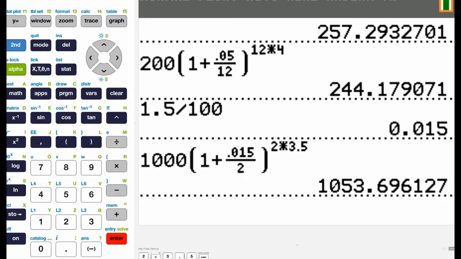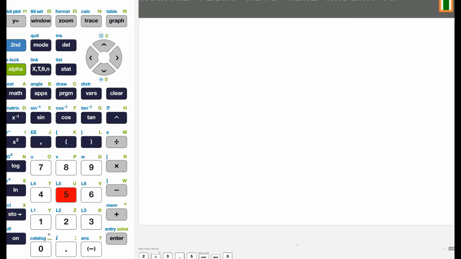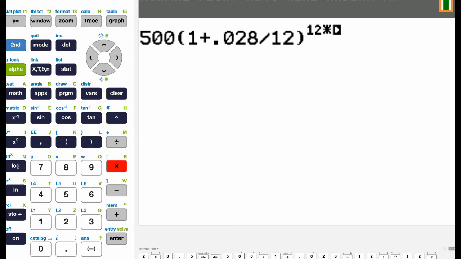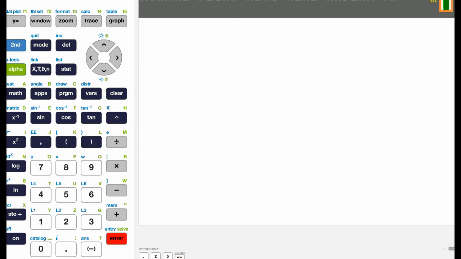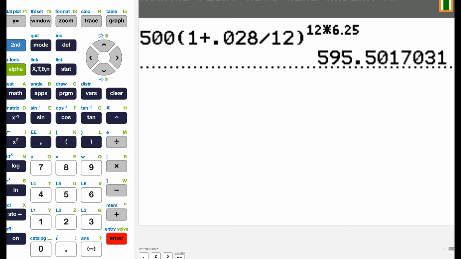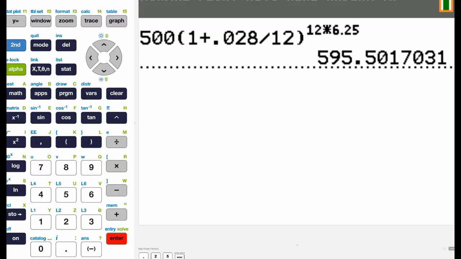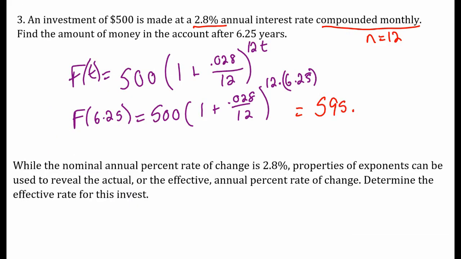And now I just need to type this in. Let me clear that all out. 500 times 1 plus 0.028 over 12, raised to the 12 times 6.25. So after 6.25 years, we're going to have $595.50. So I'm going to round to 2 places. This is going to equal 595.50.